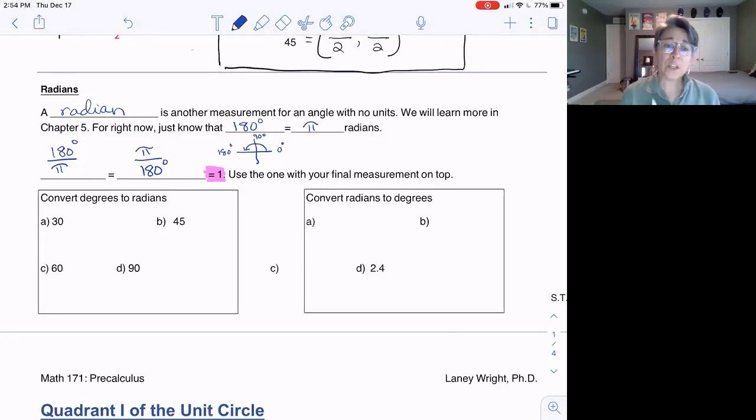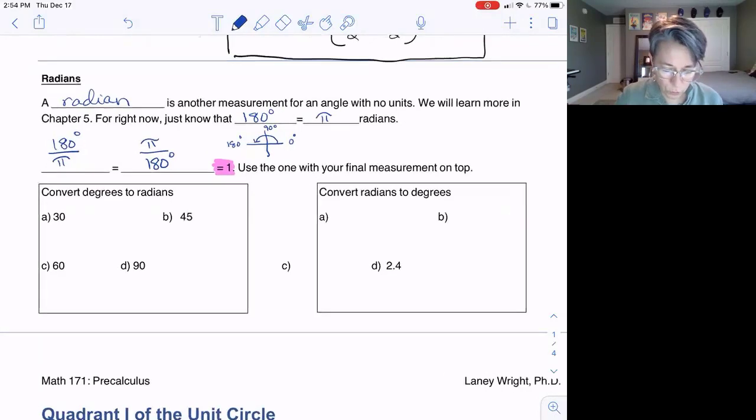So here's your hint. Use the one fraction, that one ratio, where the final measurement that you want is on top. In other words, if we were converting to degrees, then we're going to keep the one with the 180 degrees on top. If we are converting to radians, then we want the pi radians on top.